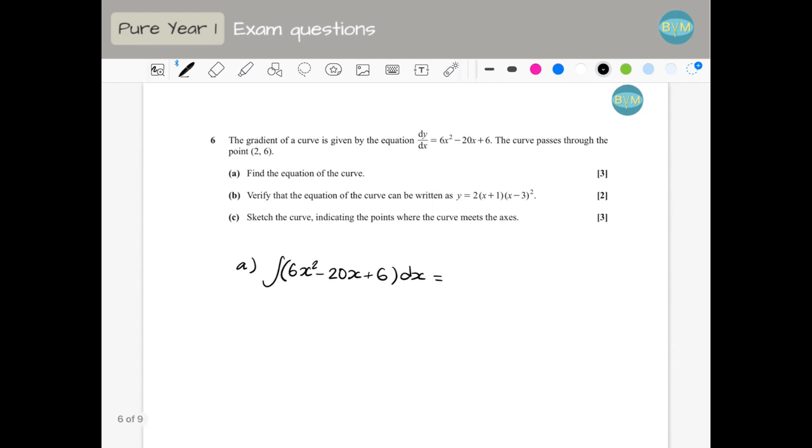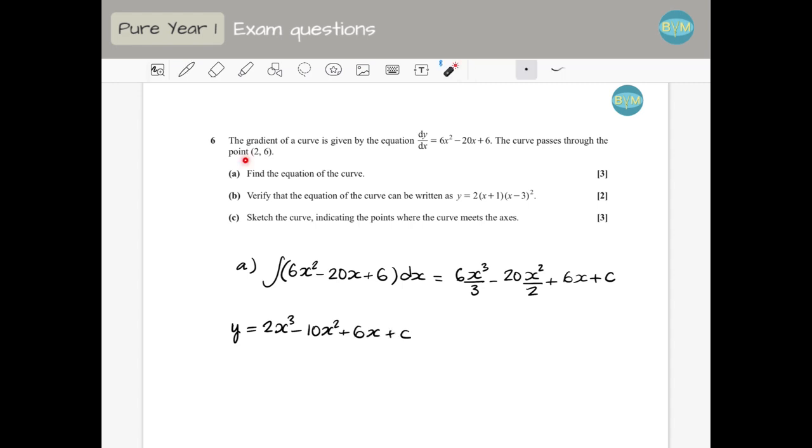I'm going to write the 6, and then x goes up by 1 in the exponent, so 3, and divide by the new exponent. Minus 20, the exponent goes up by 1, so 2, and divide by 2, plus 6x, and plus c. I simplify these coefficients, so I can write my function as y is 2x cubed minus 10x squared plus 6x plus c.